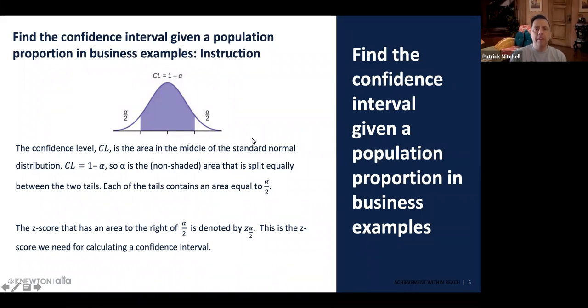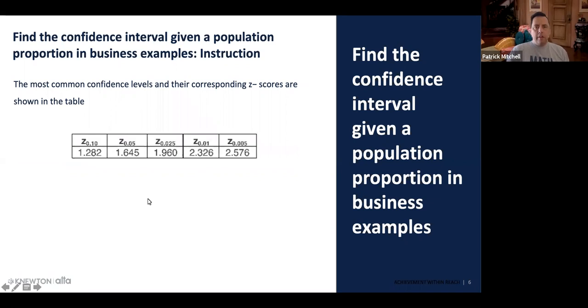So each tail contains an area equal to alpha over 2. And remember that the z-score that has an area to the right of alpha over 2 is denoted by z sub alpha over 2. So this is the z-score we need for calculating a confidence interval. So here are some of the most common confidence levels and their corresponding z-scores.